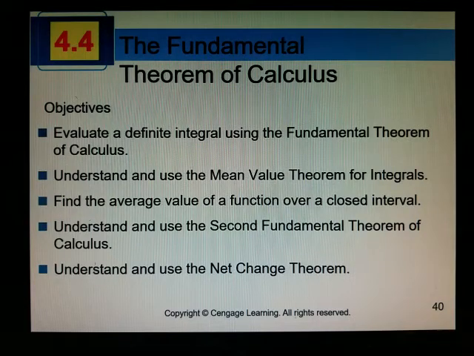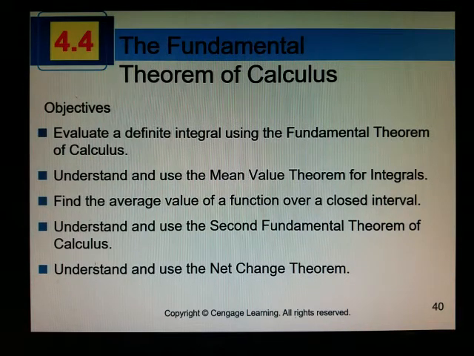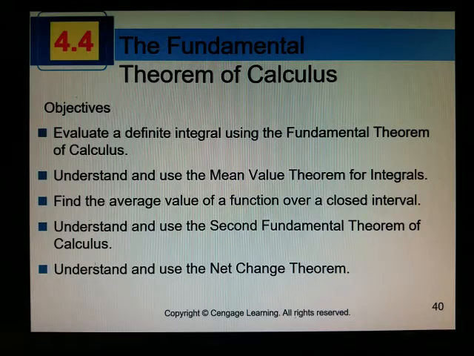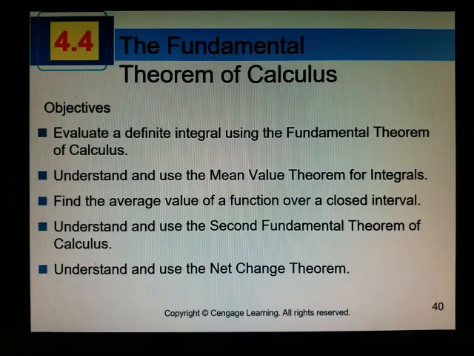All right, in Calculus 4.4, the fundamental theorem of calculus. We're going to evaluate a definite integral using the fundamental theorem. We're going to understand the mean value theorem for integrals, find the average value of a function over a closed interval, the second fundamental theorem, and the net change. So there's quite a bit here today.